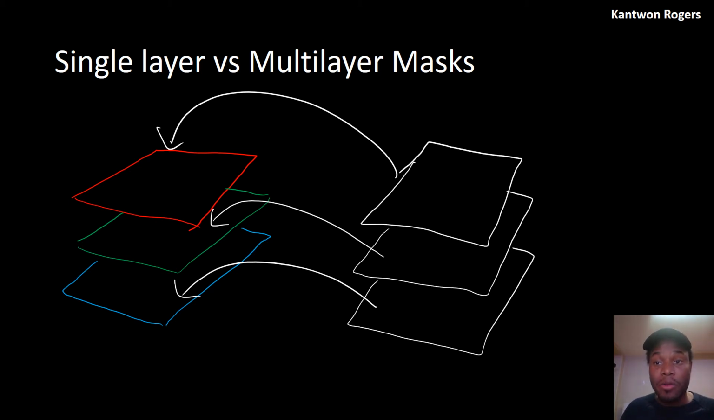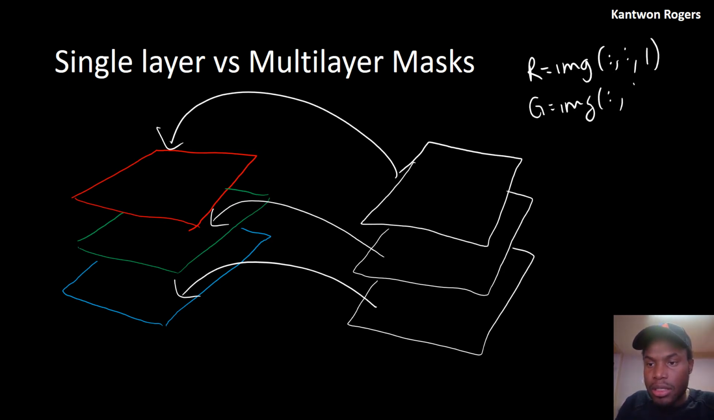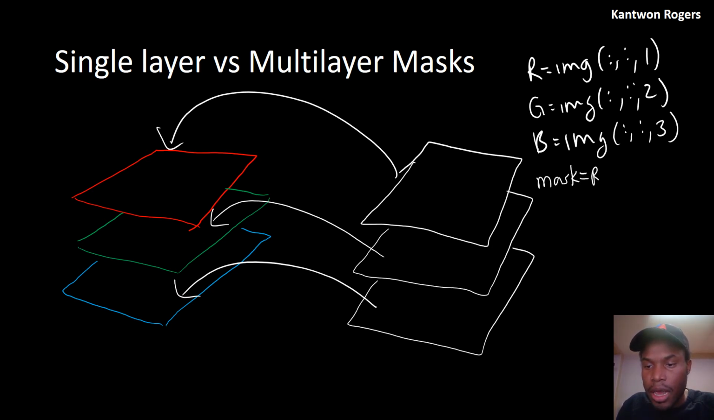So let's say that I already had a mask created that was a 1-dimensional mask, finding all of my black pixels. So really quickly, let's say R is image, first layer, G is my image, second layer, B is my image, third layer. And then let's say I had this mask that was finding my black pixels, so that's where R is equal to 0, and where G is equal to 0, and where B is equal to 0. Right now that's a 1-layer mask.